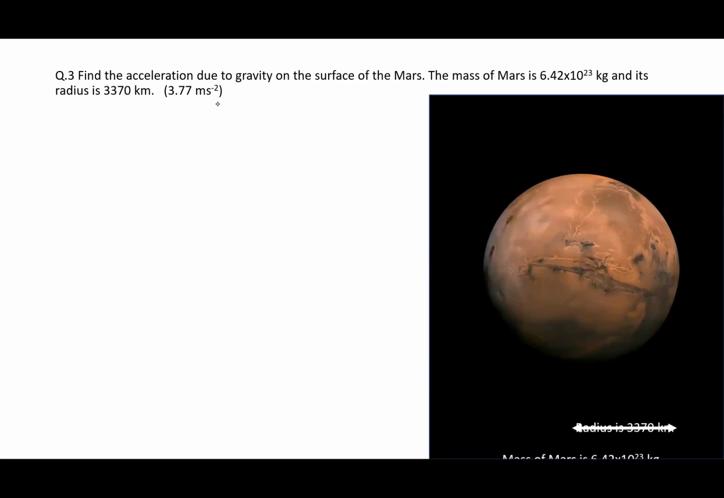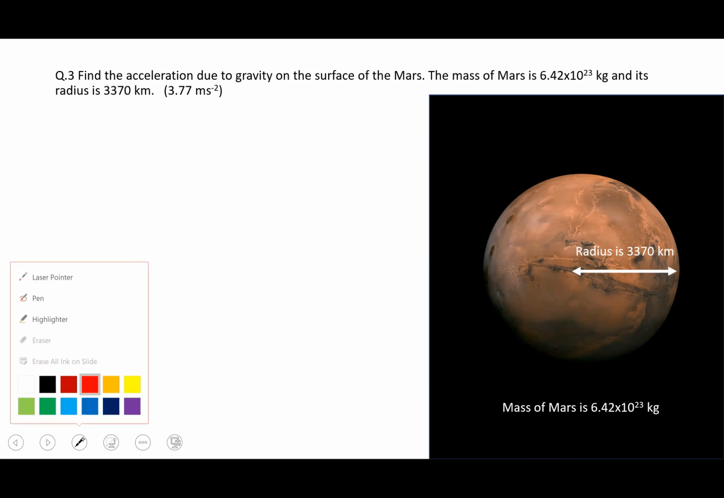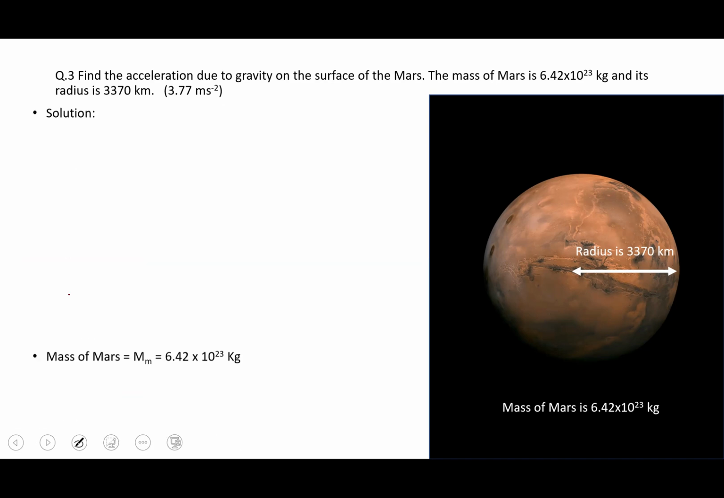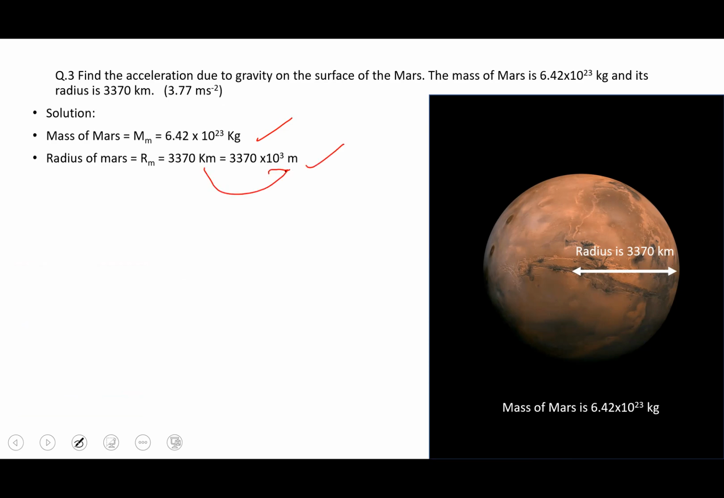Now we have to find the value of g. The radius is given to us, which is 3,370 kilometers. The mass of Mars is 6.42 × 10^23 kilograms. Now in this case, we have to understand that we have to find the value of g. The radius of Mars is 3,370 kilometers, or we can say 3,370 × 10^3 meters. So instead of kilo, I'm writing 10^3.